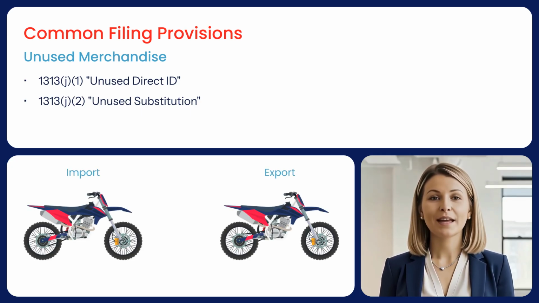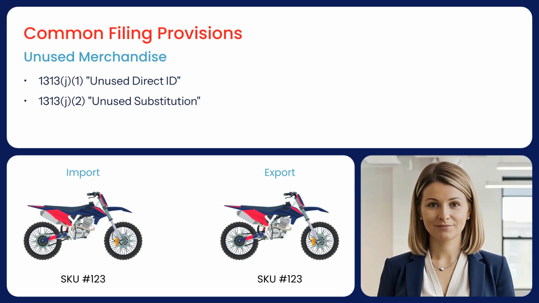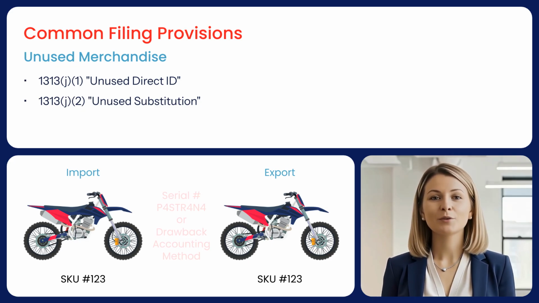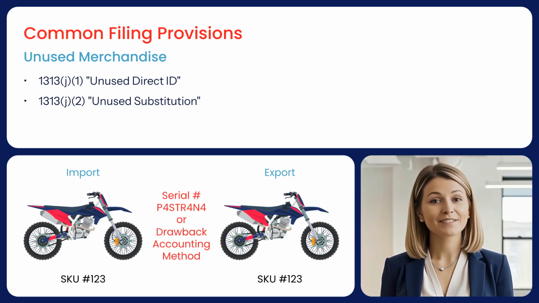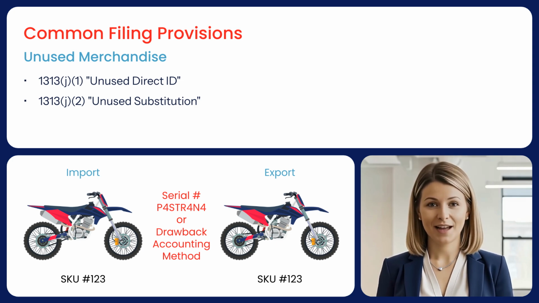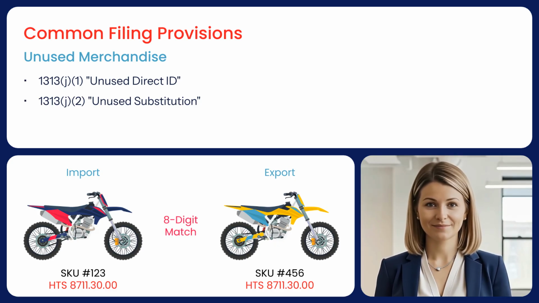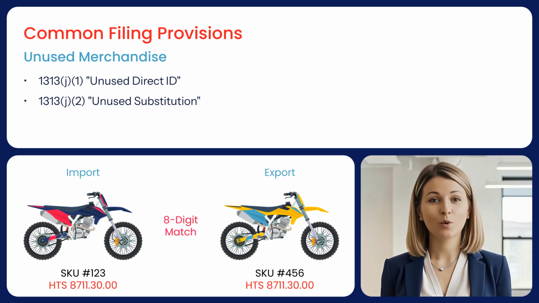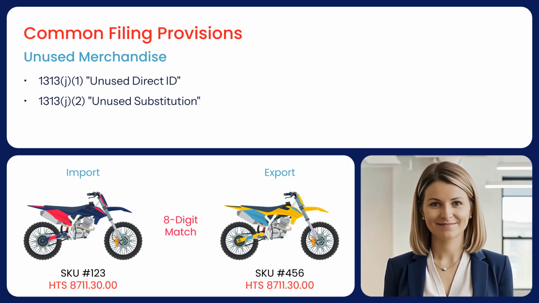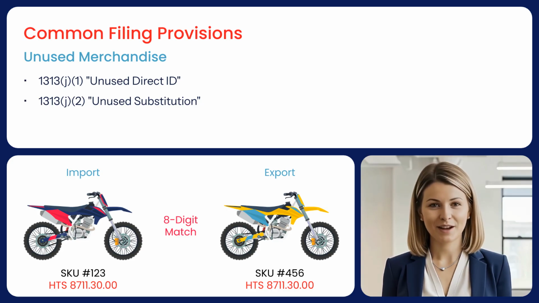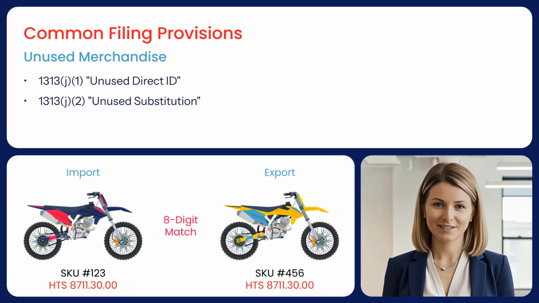Under J1, duty-paid imports are matched to exports of the same part, SKU, or material number. This requires lot or serial number tracing. If that isn't available, then utilizing a drawback accounting method. Under J2, duty-paid imports are matched to qualifying exports that share the same 8 or 10-digit classification. With unused substitution, the origin of the export does not matter. In other words, imported duty-paid product can be substituted against domestically sourced exports if they share the same qualifying HTS.